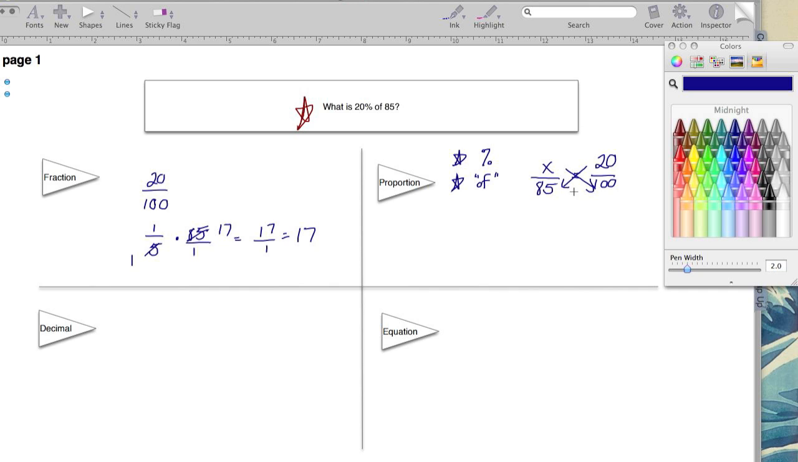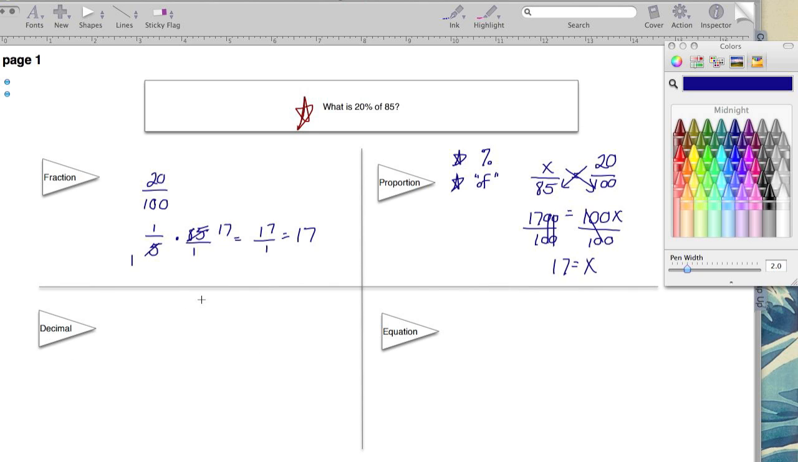Now we have a proportion. We're ready to cross multiply. 85 times 20 is 1,700. x times 100 is 100x. I'm going to divide both sides by 100. Those cancel, x comes down, zeros are out. My answer again is 17. So I get the same exact answer, as we'll see with all four.